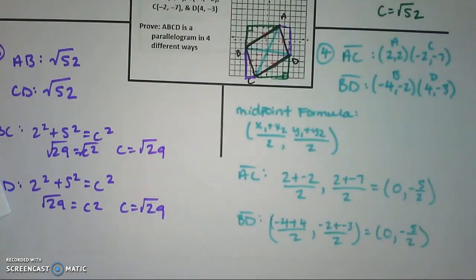And diagonal BD also ended up having a midpoint of (0, -5/2). So the two diagonals do bisect each other because they have the same midpoint.